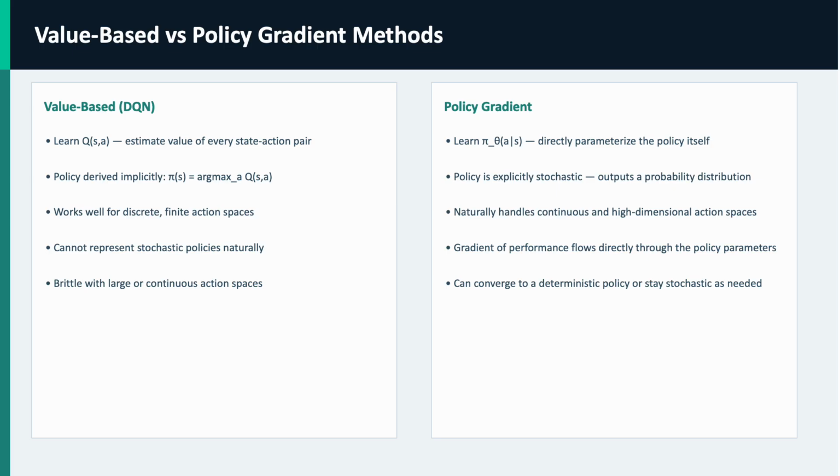Policy gradient methods flip this around. We directly parameterize the policy as pi theta of a given S, a probability distribution over actions represented as a neural network. The policy outputs action probabilities explicitly, which means it naturally handles stochastic behavior, continuous action spaces, and multimodal action distributions.